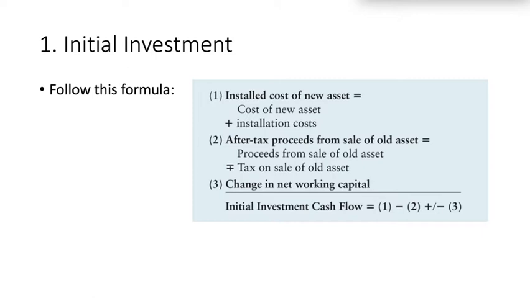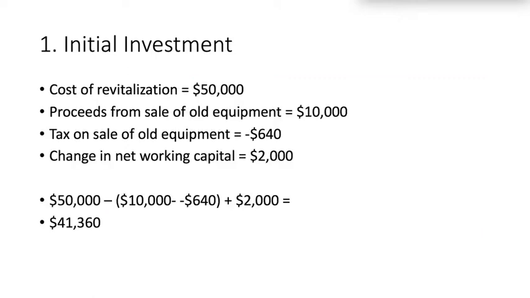So for the initial investment amount, we have to follow this formula. The first is thinking about what is the new asset going to cost. Michael expects $50,000. Second, what are the after-tax proceeds from the sale of the old asset? Well, he gets $10,000 for it, and he saves $640 in taxes. And third, what is the change in net working capital? We have to increase that by 2,000 net, right? So this is what the numbers look like. The cost of the project is 50,000.